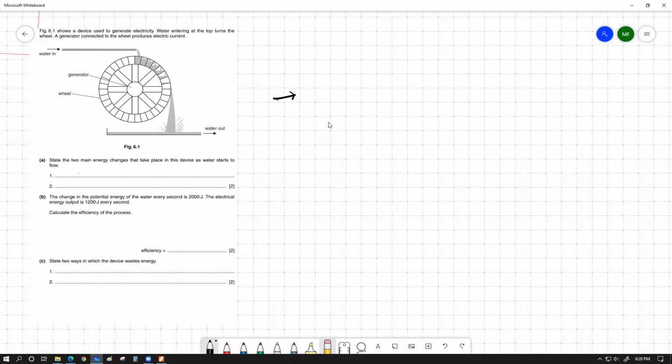Then this is a basic mathematical calculation. You can do this, no big deal. Then part C is what I'm interested in. State two ways in which the device wastes energy. Here are the two ways by which the device wastes energy.